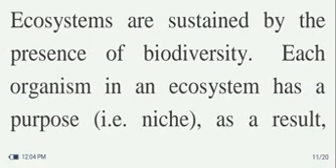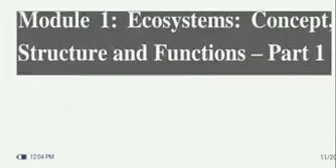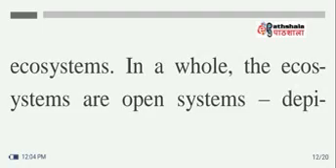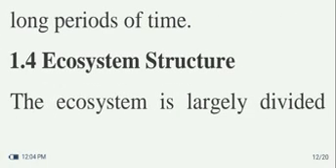Ecosystems are sustained by the presence of biodiversity. Each organism in an ecosystem has a purpose, a niche. As a result, the loss of one species can alter both the size and stability of the ecosystem. On the whole, ecosystems are open systems, meaning that things are entering and leaving the system, even though the general appearance and basic functions may remain constant for long periods of time.